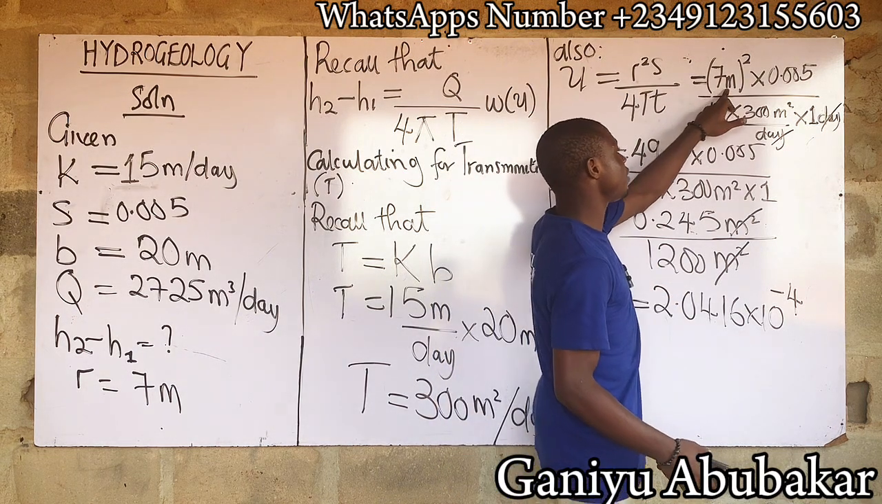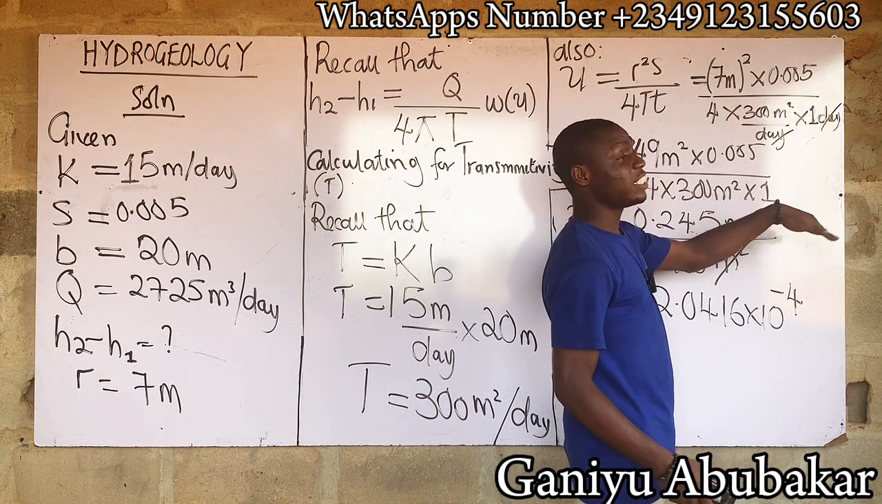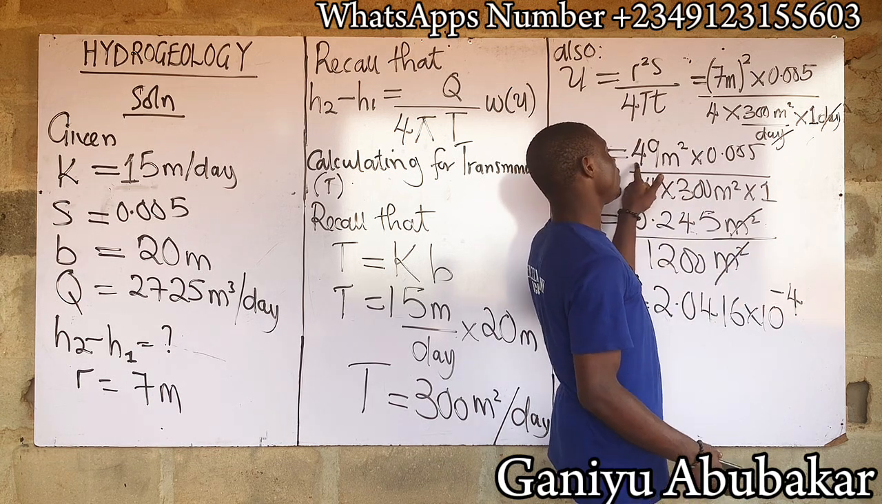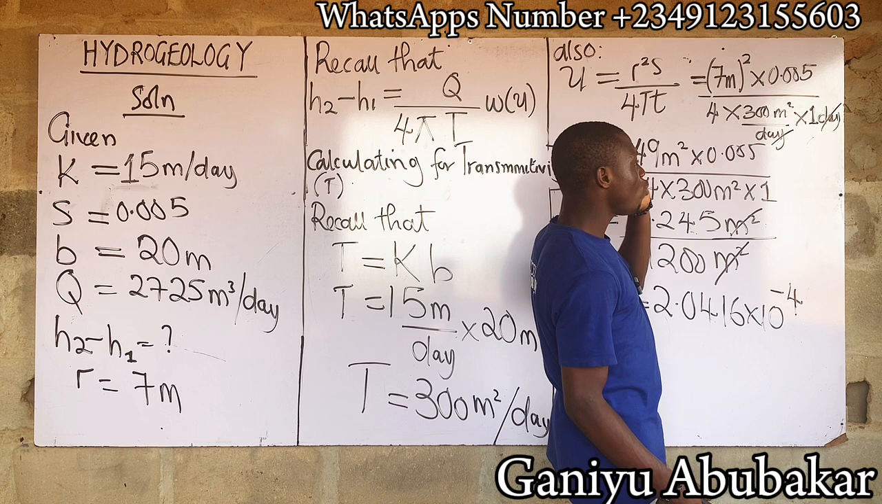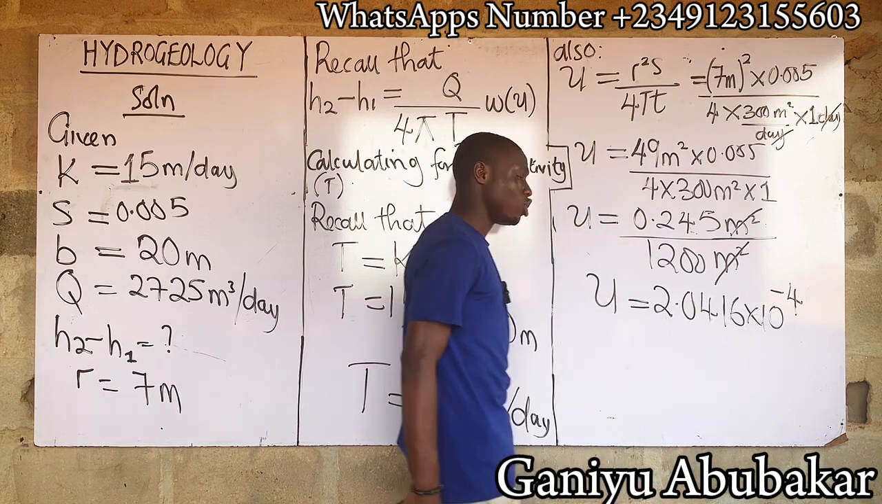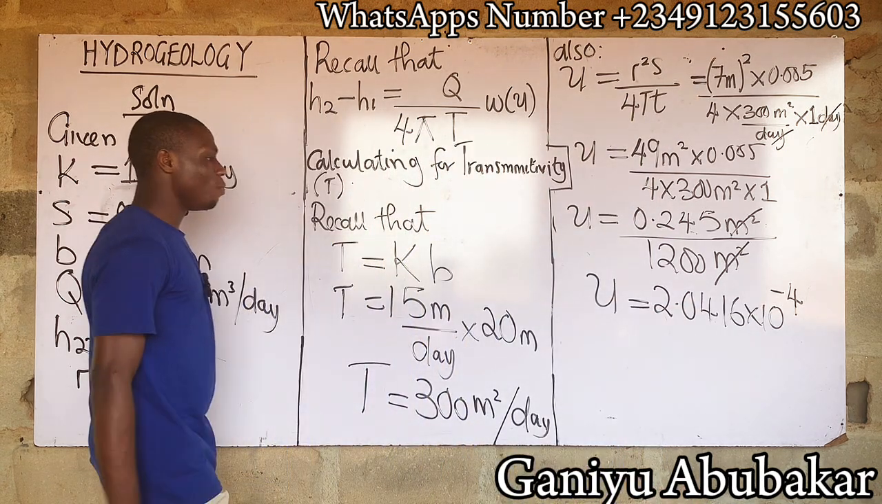Observe that 7 meters squared is 7 meters times 7 meters. 7 times 7 is 49. Meter times meter is meter squared. So I have this. Of course, follow my pattern here. Now, let's get this done, please.